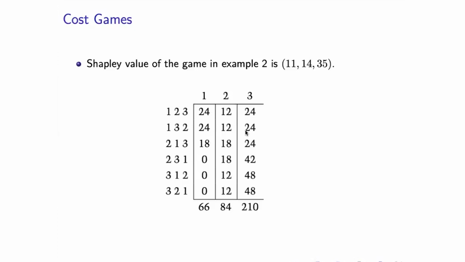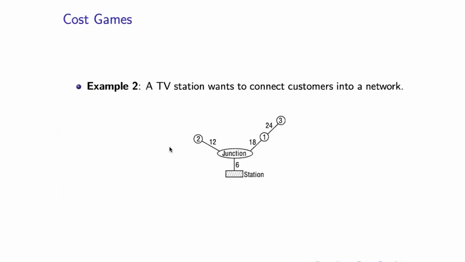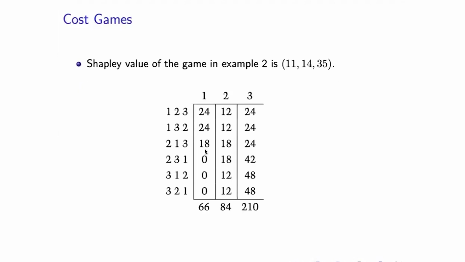So you get the same outcome here. Similarly, we can look at the other cases. So 2, 1, 3, for example: in order to extend it, you have to build the link to the junction, and then from the junction to node 2, so that costs 18. But once you have built that, the marginal cost of extending this connection to node 1 is just 18, right? Because this connection between the station and the junction is already there. And so therefore you will have these numbers: 18, 18, and 24.